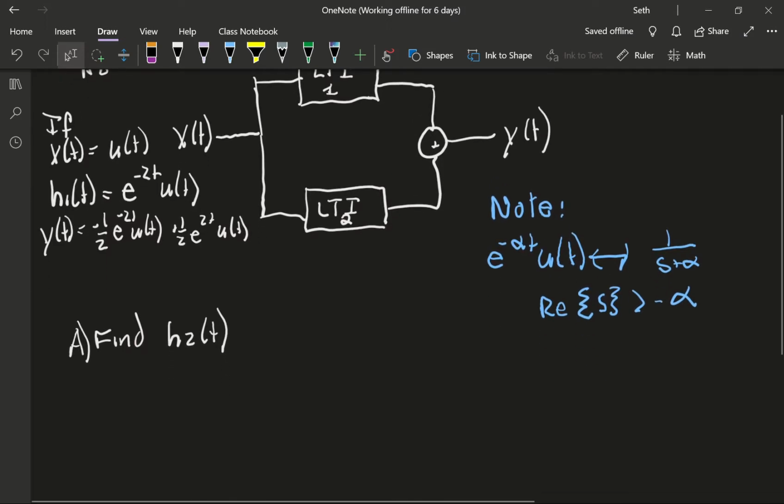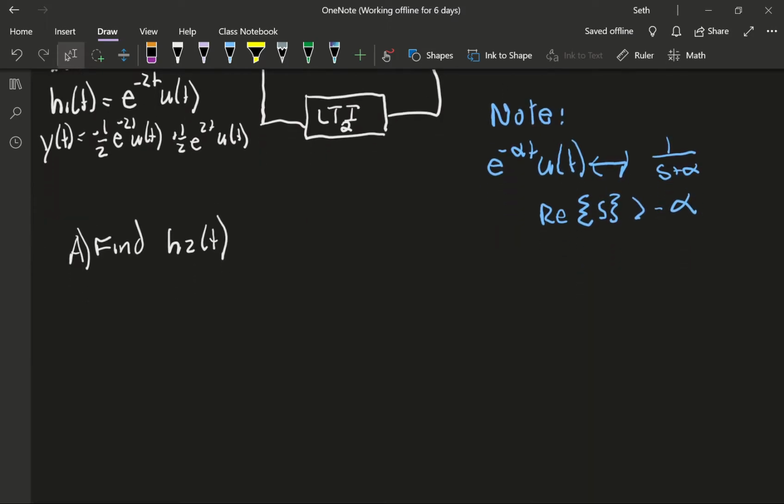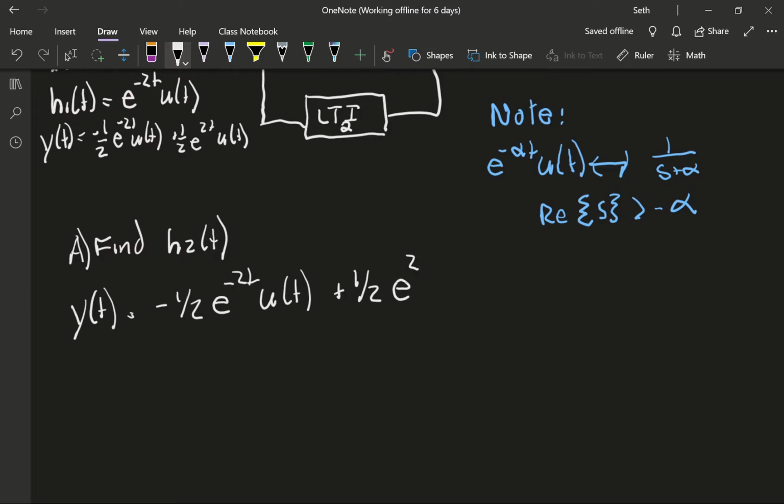So part A asks us to find h2 of t. First we want to find the Laplace transform of y of t. So let's write it. y of t equals minus 1/2 e to the minus 2t u of t. I took the liberty of getting the relevant Laplace transform for us. It's right here. So we're going to apply that.